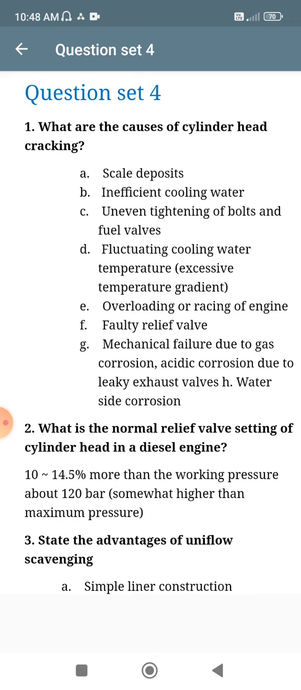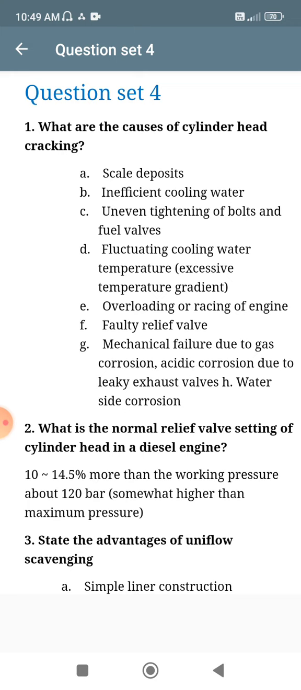Mainly due to scale deposits or inefficient cooling water, or uneven tightening of bolt and fuel valve, fluctuating cooling water temperature, that means excessive temperature gradient, overloading or racing of engine, then faulty relief valve, mechanical failure due to gas corrosion or acidic corrosion due to leaky exhaust valve, and water side corrosion. These are the causes of cylinder head cracking.